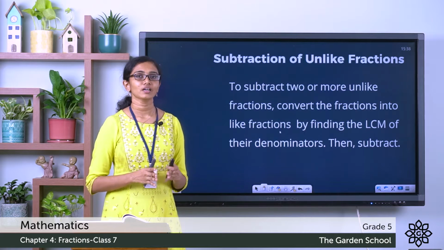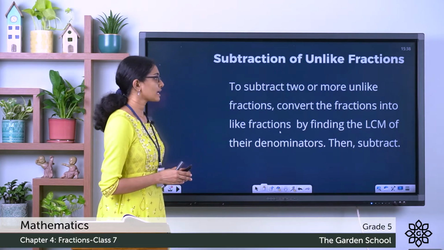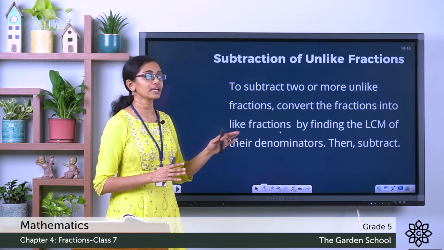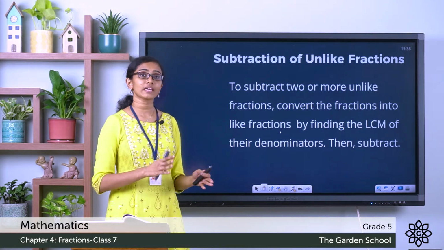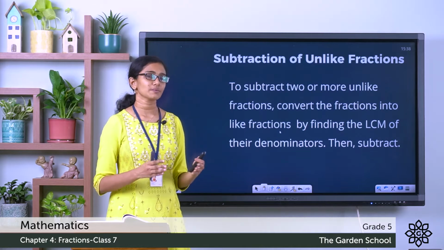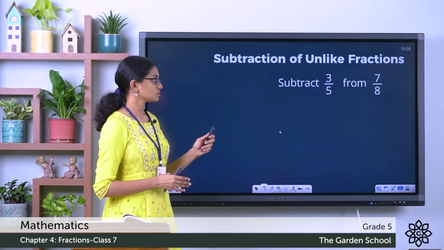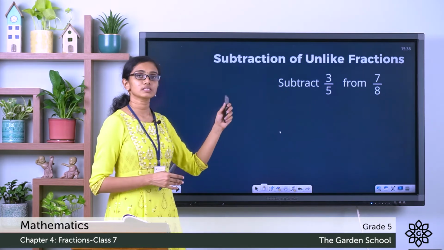Let's see that again. To subtract two or more unlike fractions, convert the fractions into like fractions by finding the LCM of their denominators. Then you have to subtract. So let's make it more clear with an example. So there is one question here. Subtract 3/5 from 7/8.